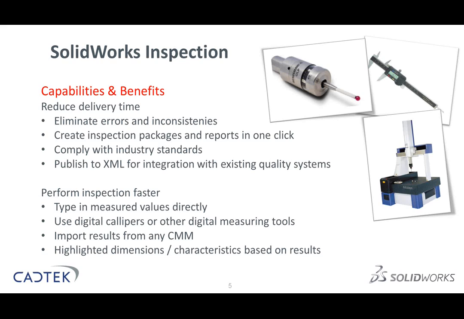We can type measured values directly into the software to have a comparison against the dimension and tolerancing. We can use digital calipers or other digital measurement tools that plug into the computer to obtain those numbers without having to type them in manually. And we can also import things from CMM machines as well. Anything that's been recorded from there can be imported directly into the software. We've got a big range of machine manufacturers that we work with that can help with that, and you can write your own templates to work with anything that's perhaps custom. It also highlights dimensions and characteristics based on the results.